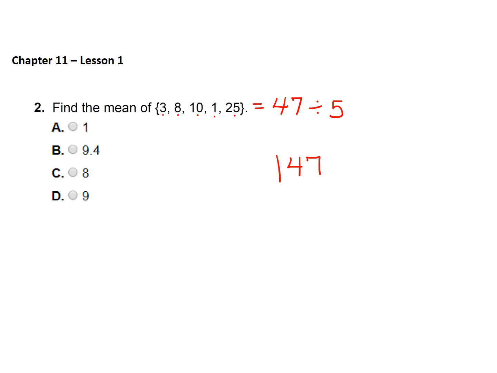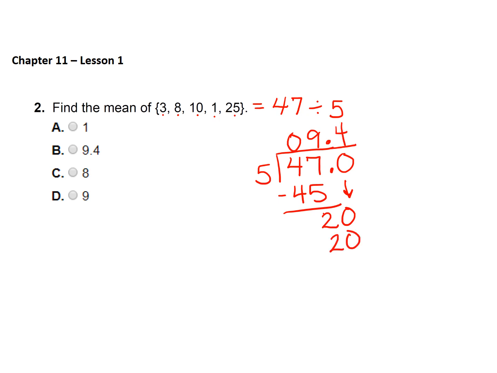47 divided by 5 does not go in evenly. 9 times 5 is 45. Subtract, we get 2 left over. Bring up the decimal point, add a 0, bring it down. 5 goes into 20 4 times, which is 20. So our answer is B, 9 4/10.